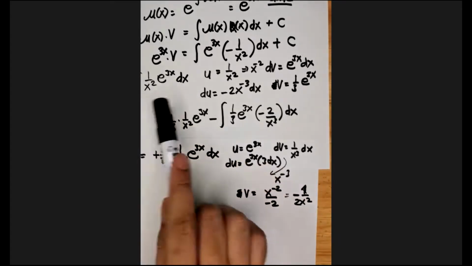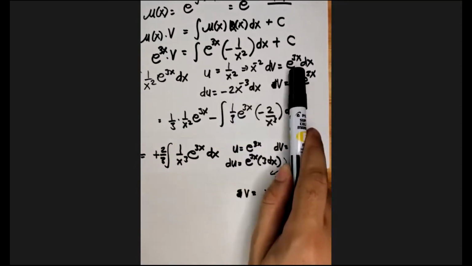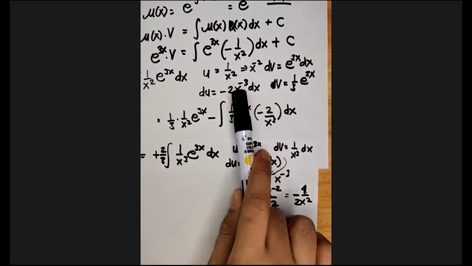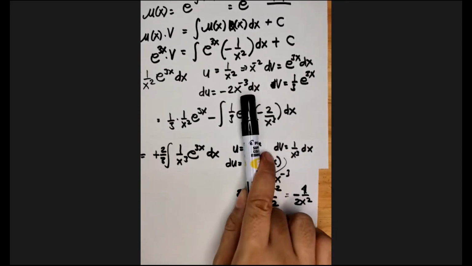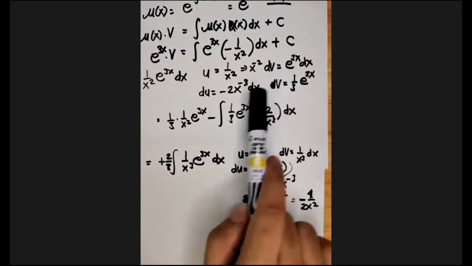Okay. So, kanina nag-by parts tayo. Ang pinili kong u is algebraic ito. And then ito yung dv ko na madaling i-integrate. Ito naman, dinerive ko. Tama naman ba ang aking pagkaka-derivative? Ayan. And then, finalo natin yung formula niya.